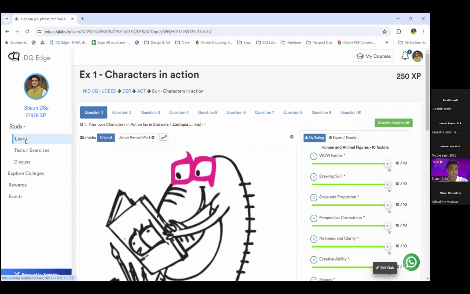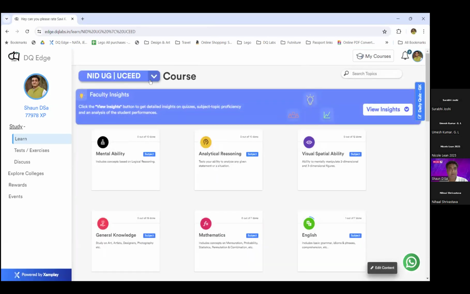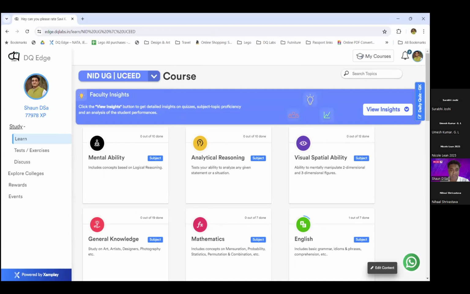If you go under, who was that who asked me the question on GK? Who was that? Could you just unmute again? Starting with A, I think your name is starting with A. Who was that? Sir, Avni Balsara. Avni, yeah, okay.